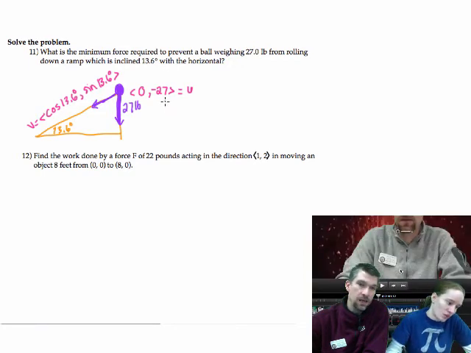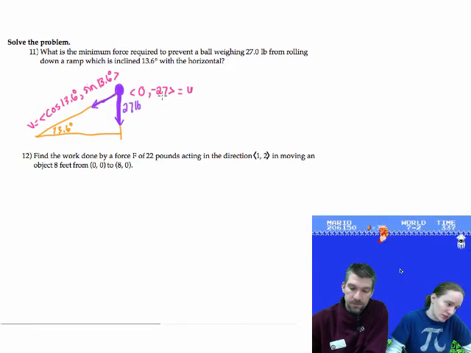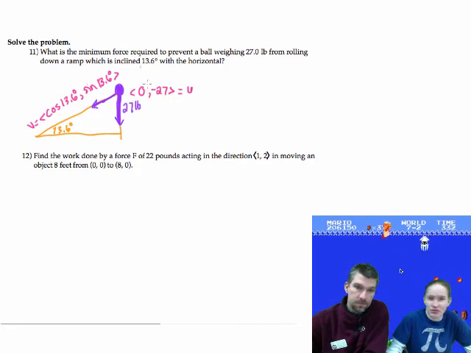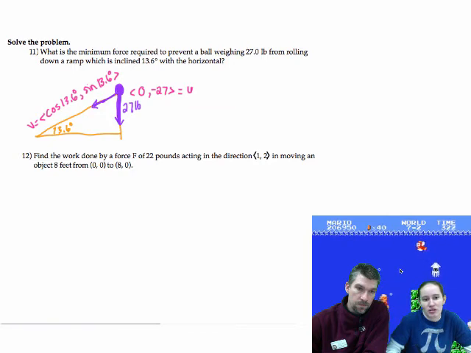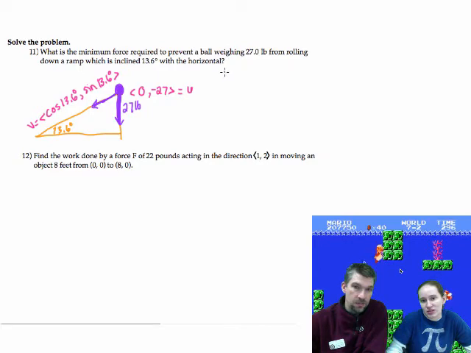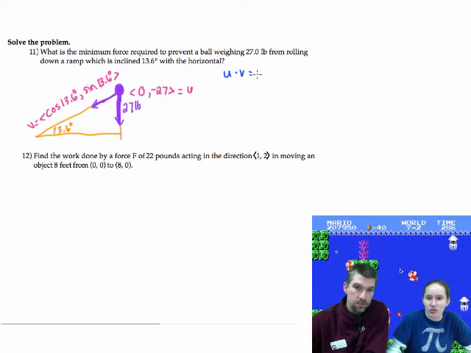So, projecting away. Is U2 coming? No, there's no U2. If we do the dot product of U and V, all we do for the dot product here is first times first plus second times second. So we really just need negative 27 times sine 13.6, because 0 times anything is 0. So U dot V should be negative 6.349.